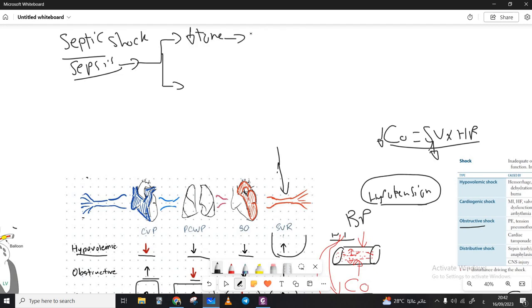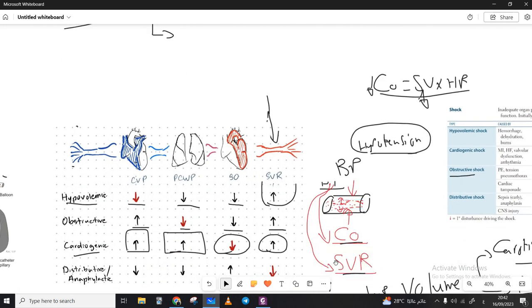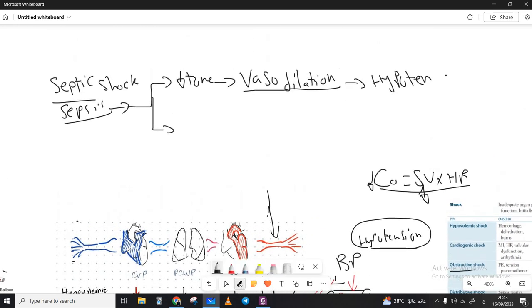This means vasodilation. Tone is like contraction. If you lose your contraction tone, this creates vasodilation, and very dangerous, very severe vasodilation. The result is hypotension, because again, blood pressure depends on two things: the amount of blood and the amount of resistance. If you decrease systemic vascular resistance by vasodilation, this creates low blood pressure and hypotension, right?